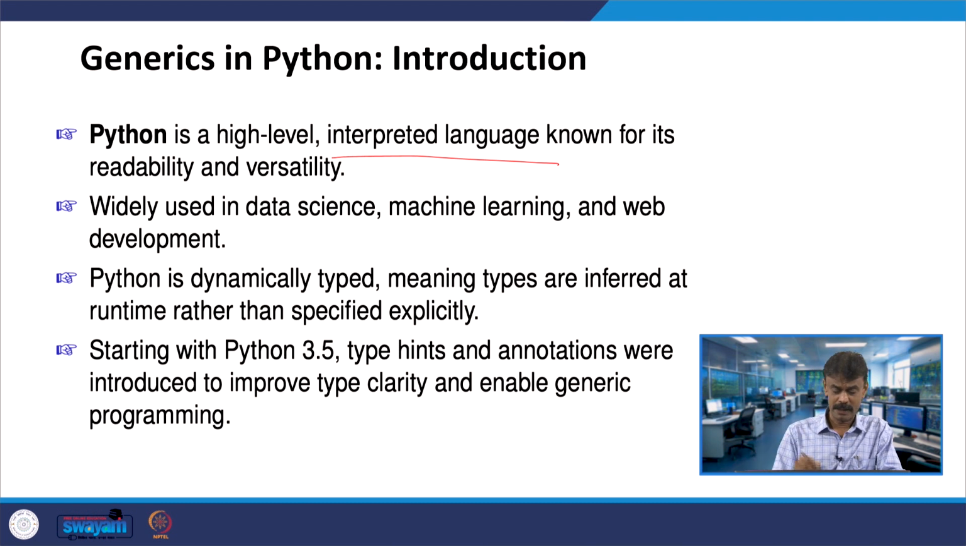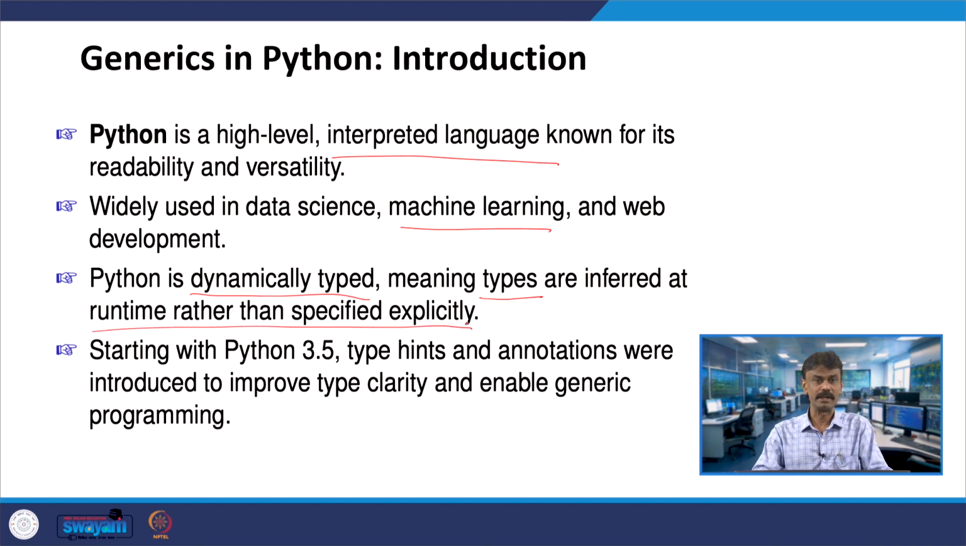Mainly people use Python for machine learning, deep learning, data science or web development. Here we have taken Python because we are talking about generics. We will see some very basic code before I talk about generics. We will run some basic code and then we will talk about generics. The theory says Python is dynamically typed, so the data types are inferred at runtime rather than specified explicitly.